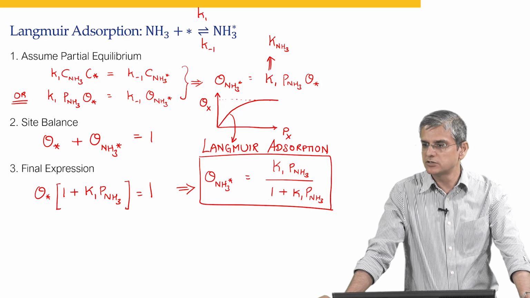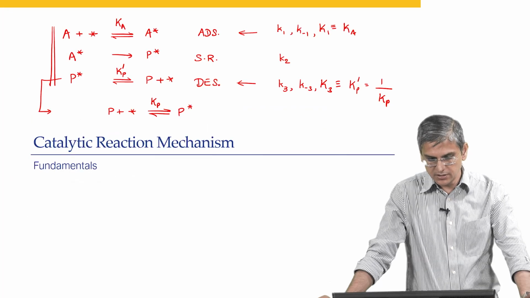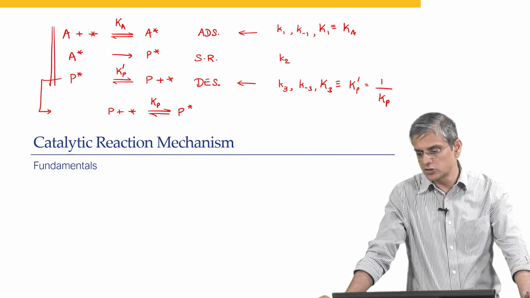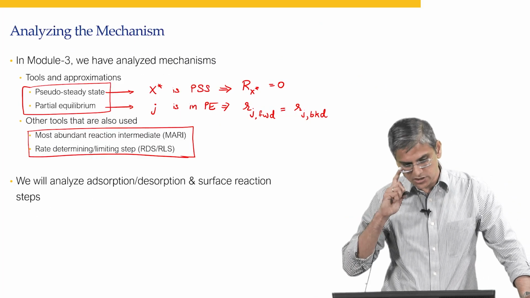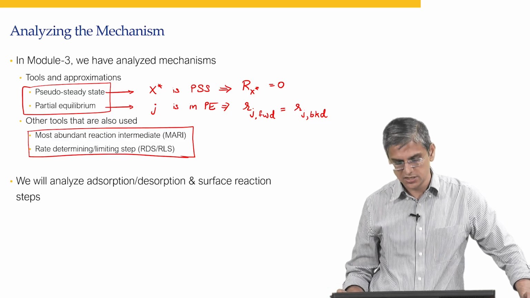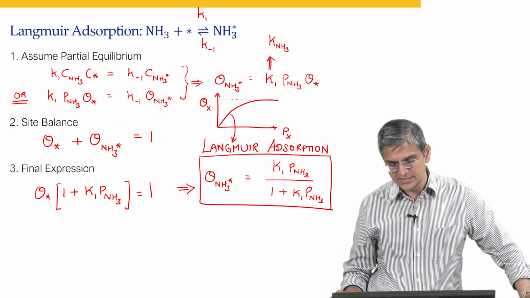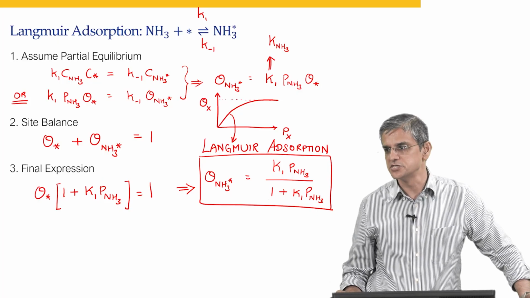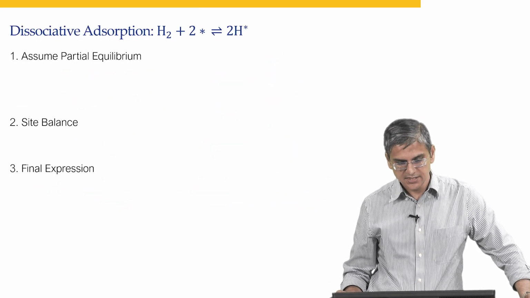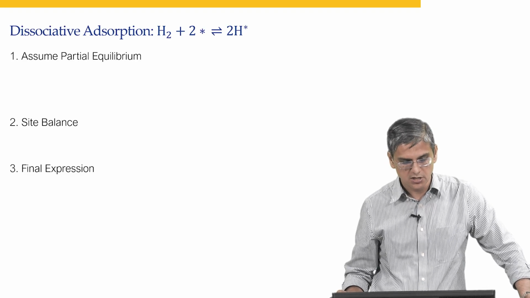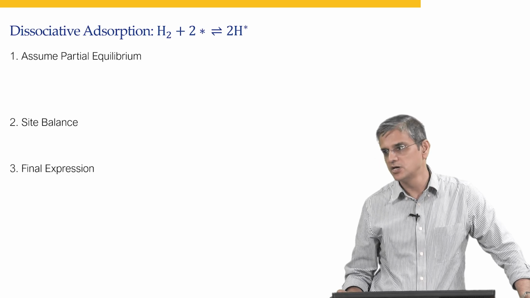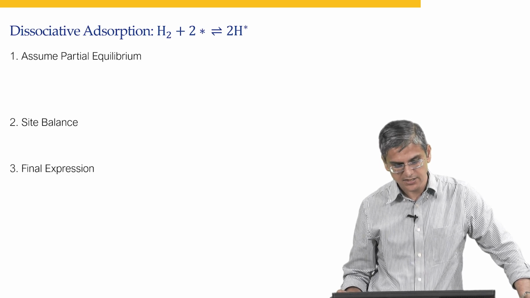So, with that we will end this class today. What we have done is a few definitions, looked at generic reactions. We talked about how the concepts we used in module 3 will be used in this particular module. We took up an example of adsorption of a single species. What we are going to do in the next class is look at another adsorption, this one of hydrogen, which is called a dissociative adsorption. We will see how this differs from the adsorption that we looked at in today's class.